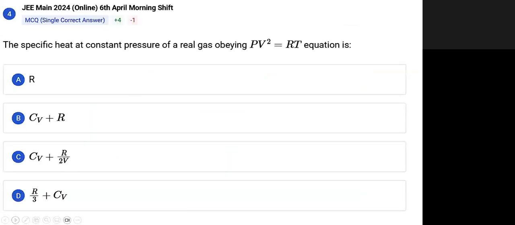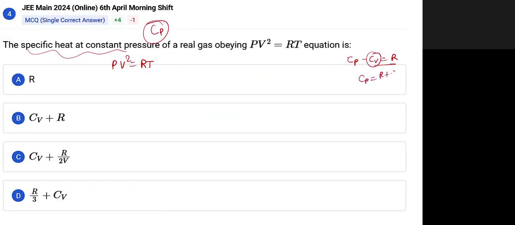This one: the specific heat at constant pressure of a real gas obeying PV² = RT. Okay, the gas is given as PV² = RT. So we have to find out the specific heat at constant pressure, which means CP. For CP we know that CP minus CV is equal to R. So if we are able to find CV, then CP is nothing but R plus CV.